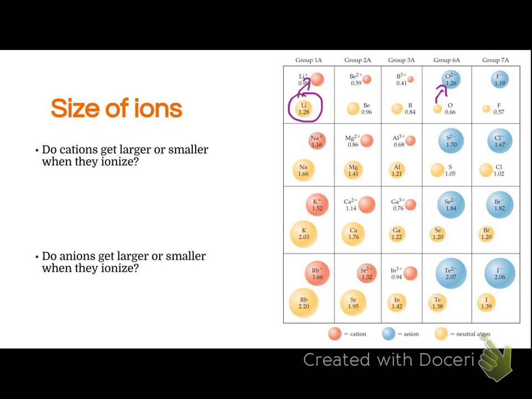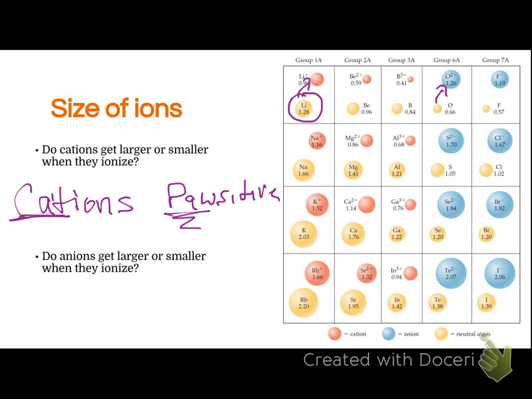So cations have a positive charge. Remember this. Cations are positive. Get it? Like a cat. Cat paws. Yeah, it's genius, I know. So cations are positive. So anything with a positive charge is a cation, like lithium. And in order to have become a cation, it had to give up electrons. So, when we give up electrons, we shrink. So it went from a radius of 1.28 to a radius of 0.90. So they get smaller.